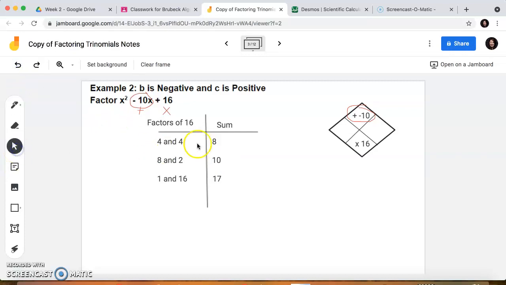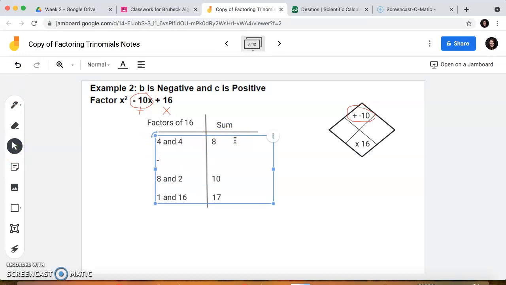So what we can do here is we can make both of them negative, because a negative 4 and a negative 4, that's going to multiply to be a positive 16. We can make both of these negative. Negative 8 and negative 2. Those multiply to equal a positive 16. And negative 1 and negative 16, those multiply to equal a positive 16.